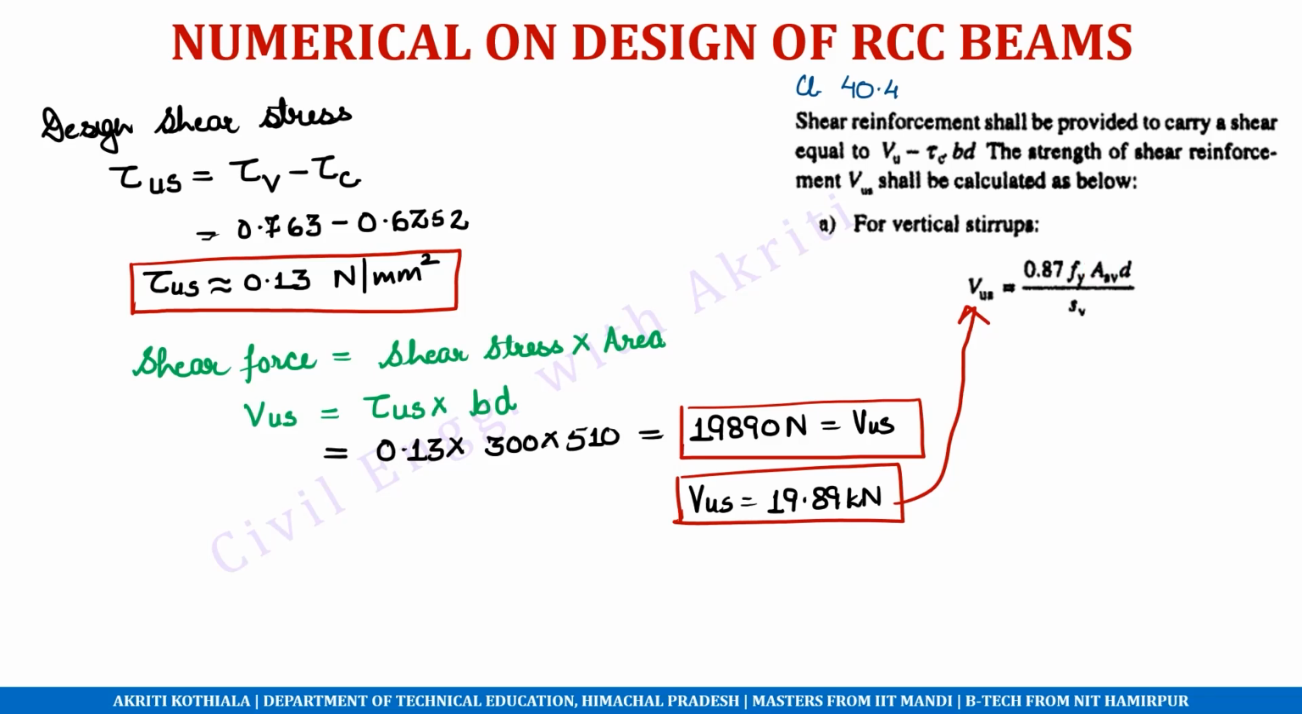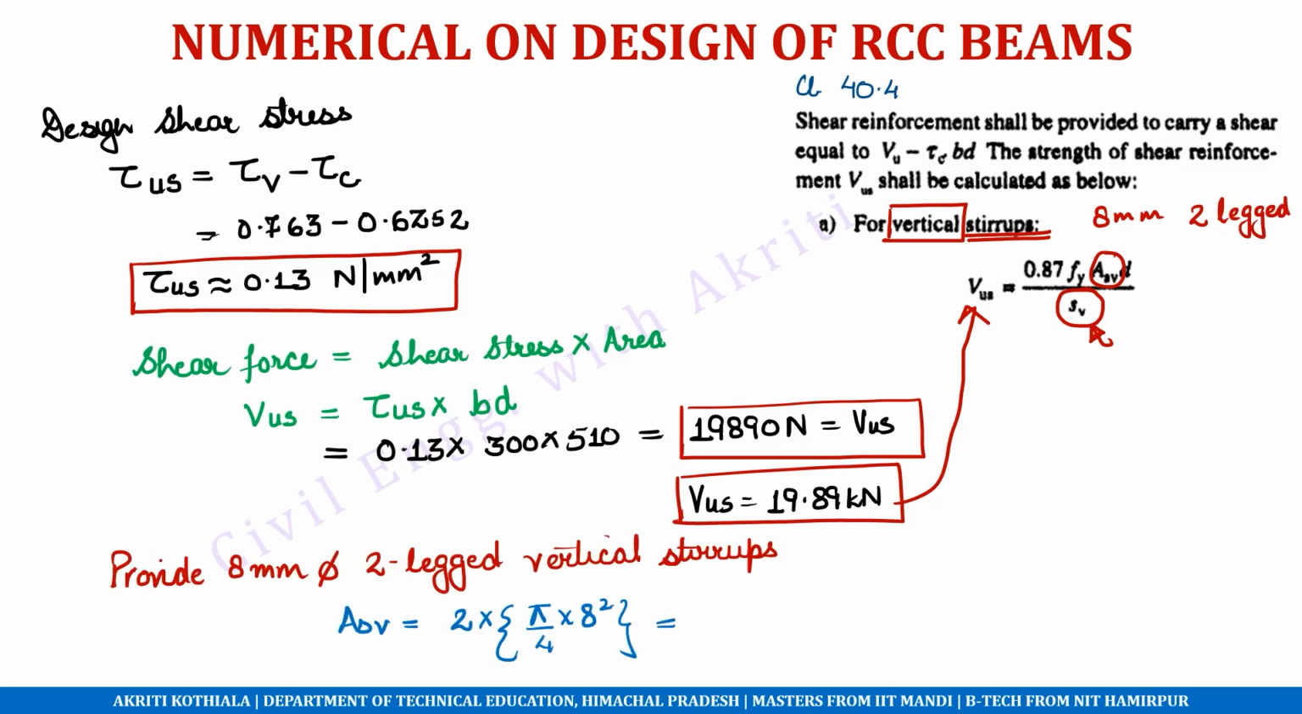Or what we can do is, instead of calculating Asv, we can assume this value of Asv and calculate Sv. Sv is the spacing between the stirrups. So what are stirrups? Stirrups are the shear reinforcement which we provide. In this case, we will be providing vertical stirrups of 8 mm and it will be two-legged.